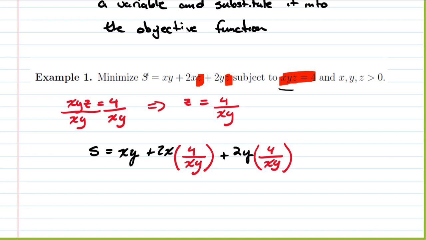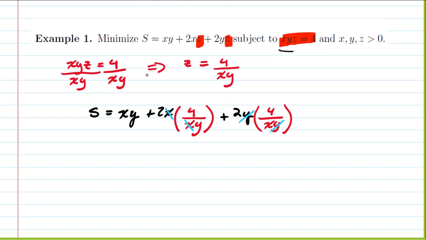So then we can reduce a little bit. In our second term, I have a 2x, and I have an x in the numerator and an x in the denominator that reduce out. And in our third term, I have a y in the numerator and a y in the denominator, and they reduce out. So multiplying our coefficients together gives xy plus 2 times 4 is 8 over y plus 8 over x.